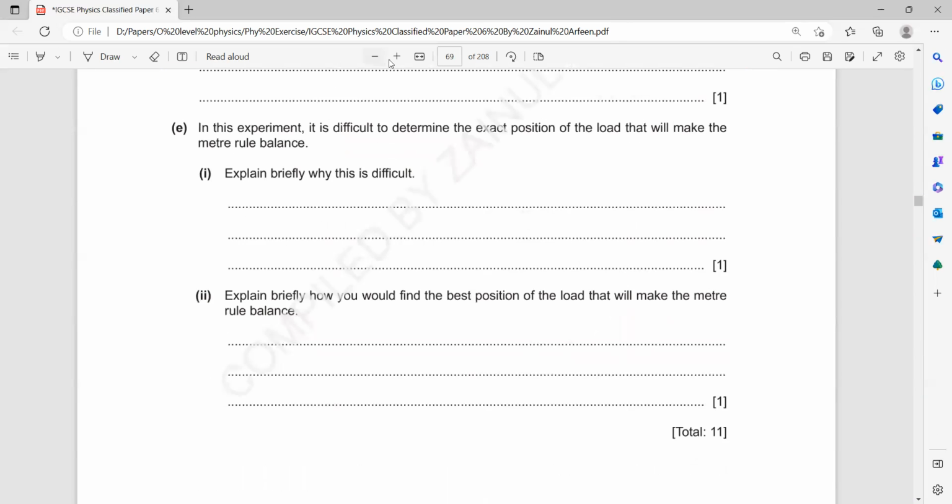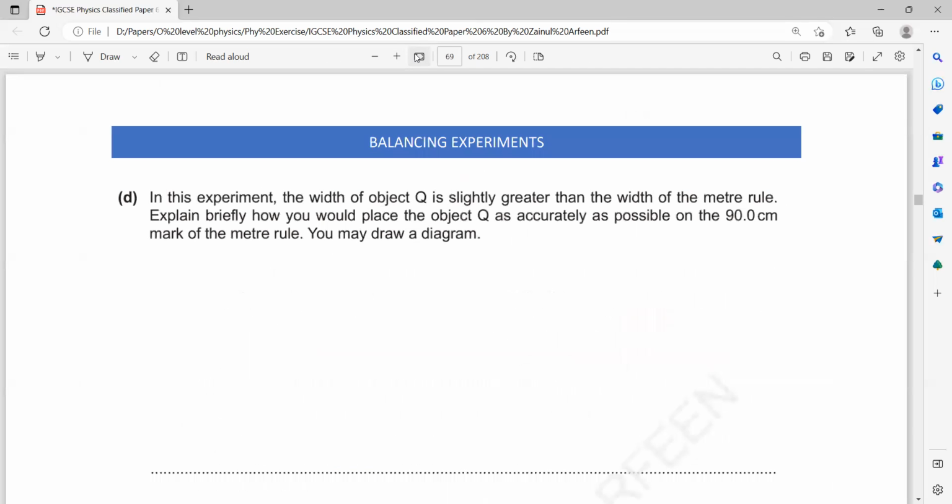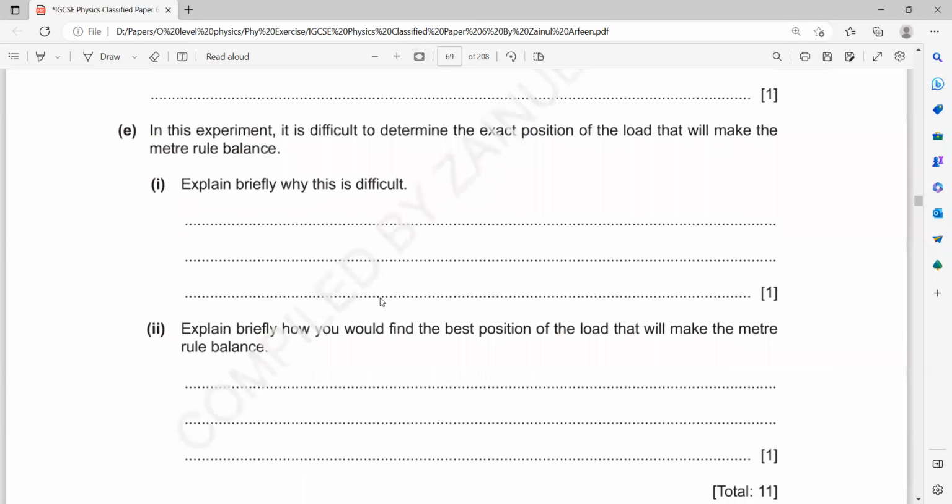The next part, E. In this experiment, it is difficult to determine the exact position of a load that will make the meter rule balance. Explain why this is a difficulty. So why is this a difficulty? Because of this, the meter rule will slip. Difficult to obtain a balance point, or the meter rule will slip. That's why.